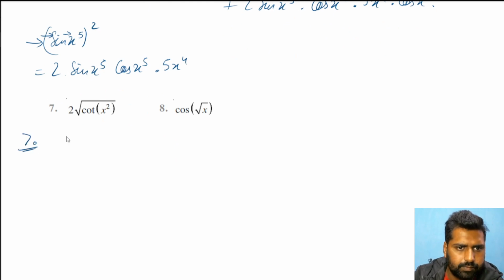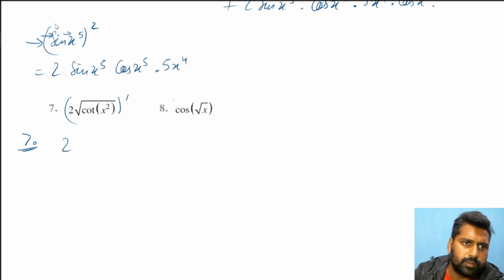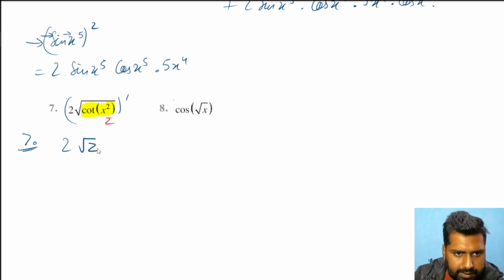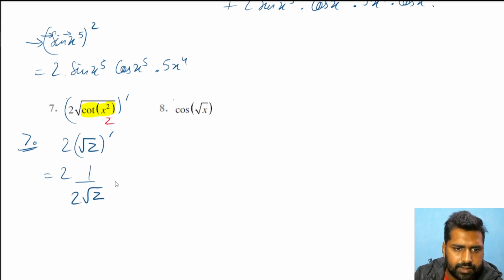7th question, you have to differentiate this. So first thing, 2 is constant, so leave it. Then square root comes. Whatever is inside the square root, consider that to be your z. So your question is looking like 2 root z differentiation. Constant doesn't affect anything. So 2, what is the differentiation of root x? I told you to learn it. 1 by 2 root x, but this time it is z, and additionally z dash. So this 2 and this 2 will cancel.